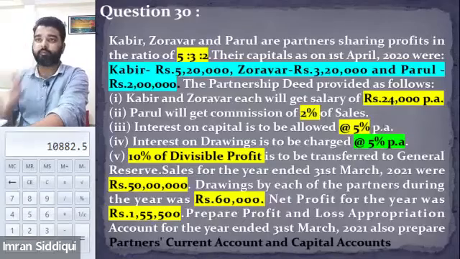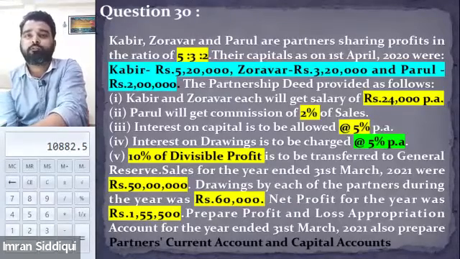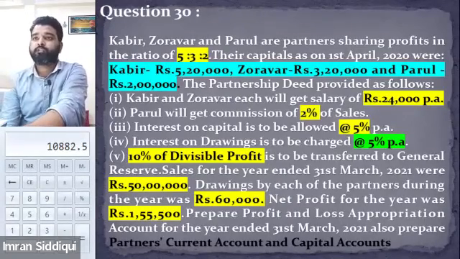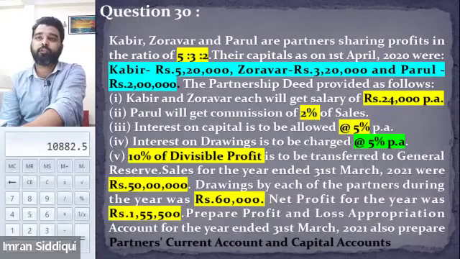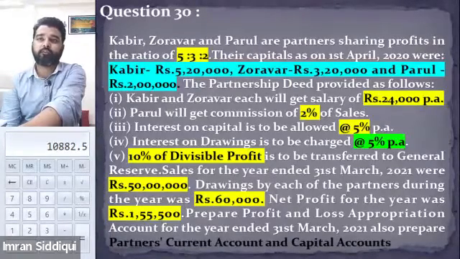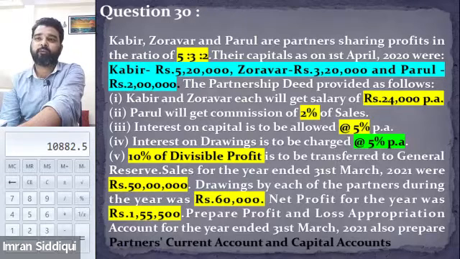Question number 30, everyone. This time we have three partners, Kabir, Zoravar and Parul, sharing profit in their profit sharing ratio of 5:3:2. Their capital balances at the beginning of the year are also given: 5,20,000, 3,20,000, and Parul's is 2 lakh.